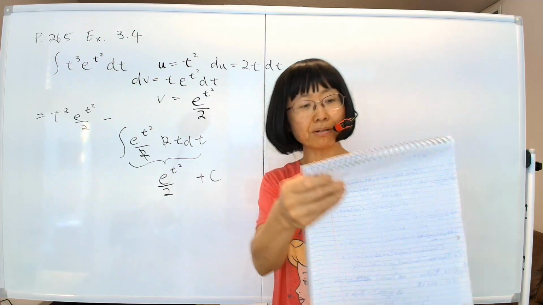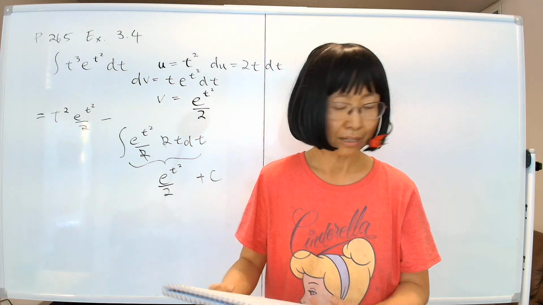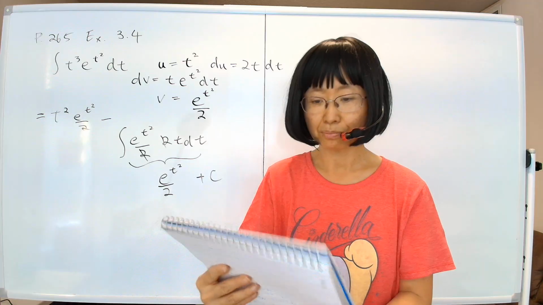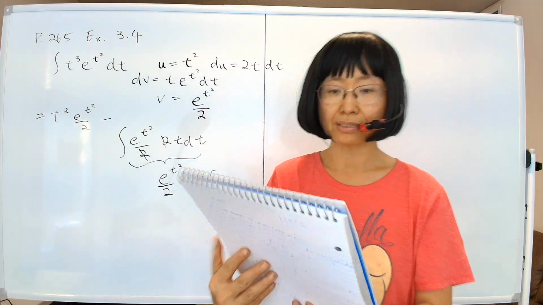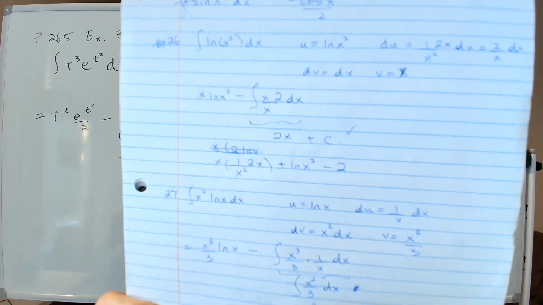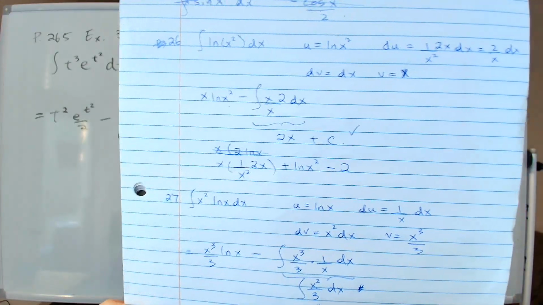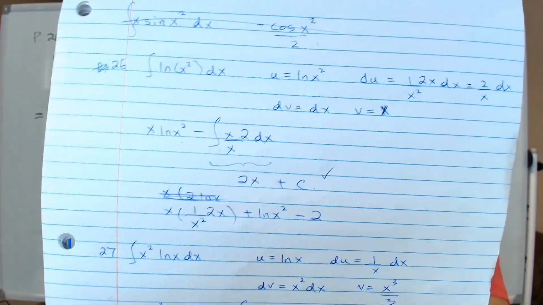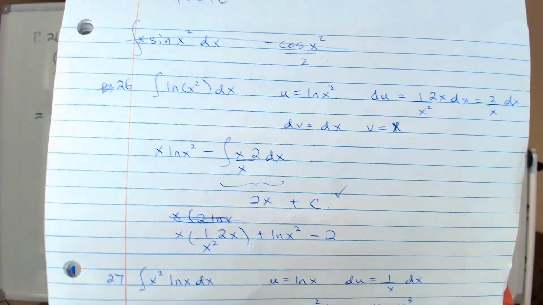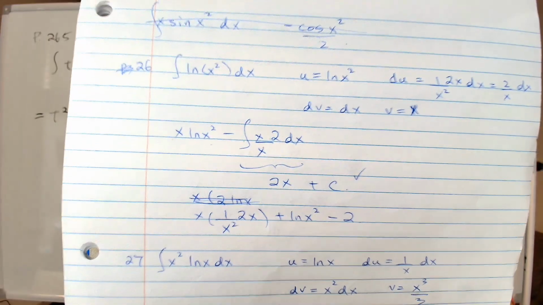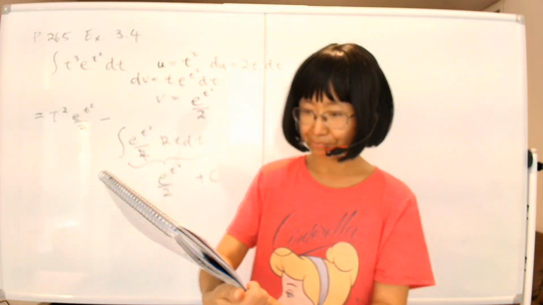Next, let's look at problem 26. Problem 26 is very similar to problem 25 in appearance, but they don't work the same. The location of x is slightly different, but that creates a different problem. However, it works out nicely anyway. As you can see, if you let u equal the natural log of x squared, everything just falls out in one step, actually.